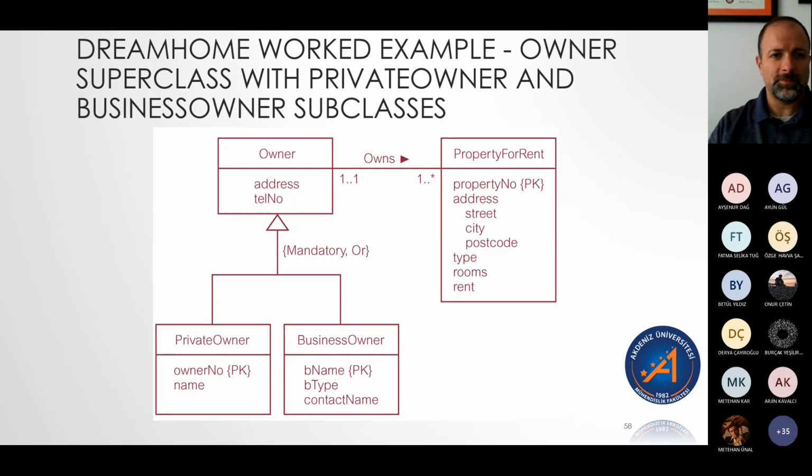Let's talk about another example. Okay, so now we have an owner, property for rent, private owner, business owner. Throw out some things that you understand from this diagram. Okay, what do you understand? Not just this new specialization generalization relationship, but in general about the diagram. What do you understand based on the relationships that are here?